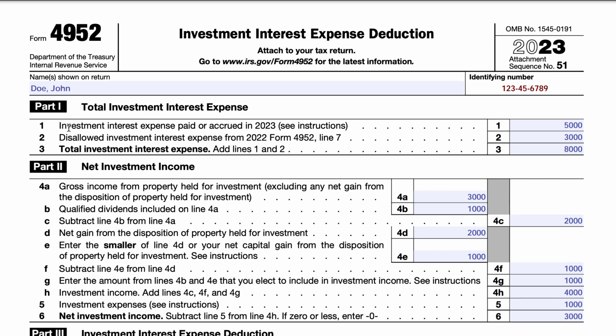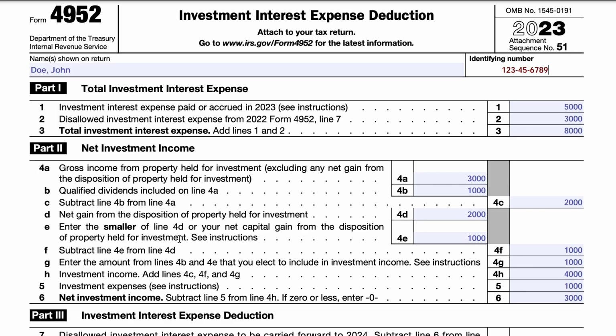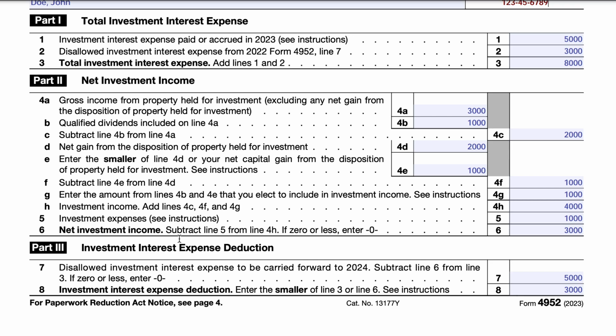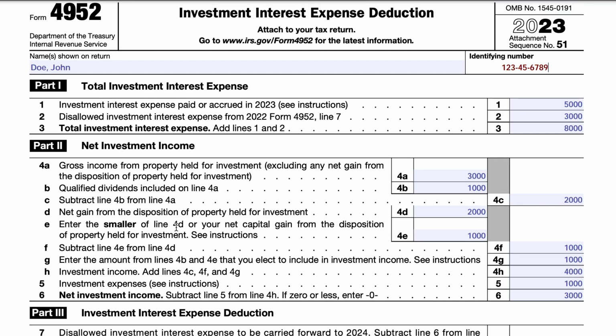There are three parts to this tax form. Part one will be used to calculate the total investment interest expense. In part two, we'll net out or calculate the net investment income. And then in part three, we're going to determine how much you can deduct in the current year and how much has to be carried forward to future tax years. So let's go ahead and start with part one.